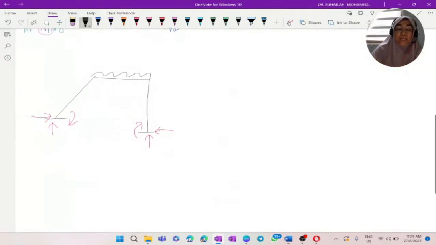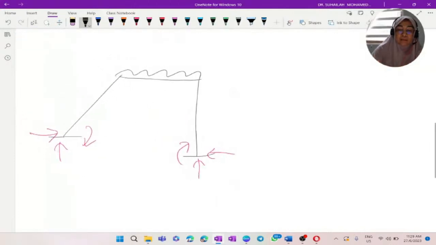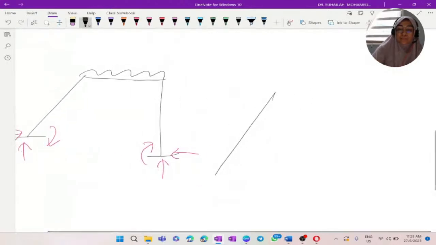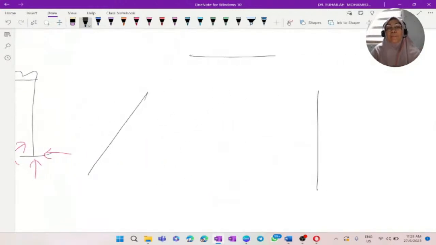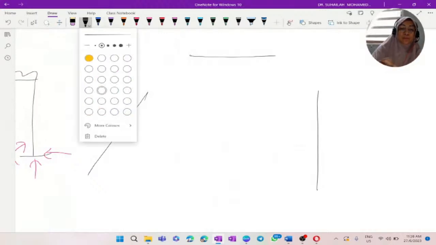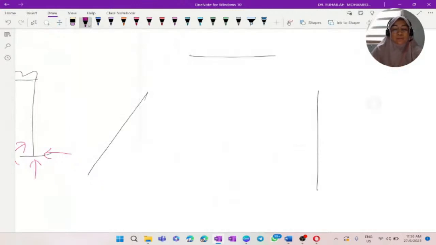So if we draw the element or the member one by one, separately, we will get 1, 2, 3. This is for member. And beside member, we also have joint. So let's focus on member first. For the member, at A, we will have 1, 2, 3.